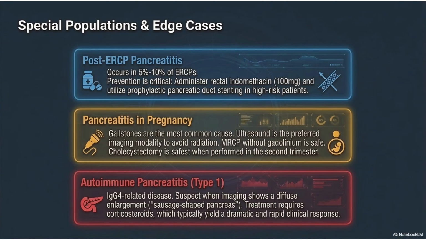Autoimmune pancreatitis type 1, this is IgG4 related, suspected when imaging is showing diffuse enlargement. You're going to see a sausage-shaped pancreas in this type of autoimmune pancreatitis. So you're going to see that the duct of the pancreas in the imaging is very narrow, almost non-existent, and your pancreas looks sausage-shaped. Classic sign in terms of imaging, also tested on the boards. The treatment is going to require corticosteroids, which typically yields a dramatic and rapid clinical response. That's how you know this was the diagnosis. So something to remember.